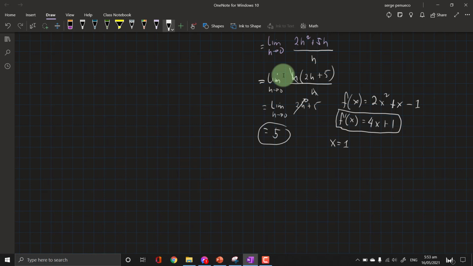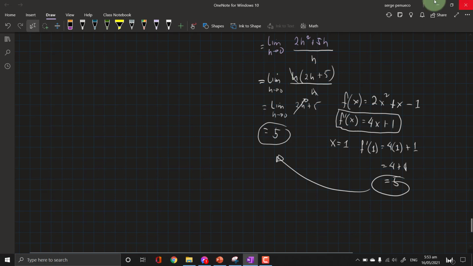So, that will be f prime of 1 is equal to 4 times 1 plus 1. So, that will be 4 plus 1. It's equal to 5. Parehas lang naman siya ng 5. So, ganun lang yun. Okay? So, this is the long method and this is the shortcut method.